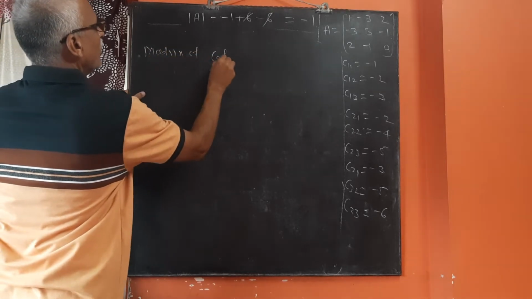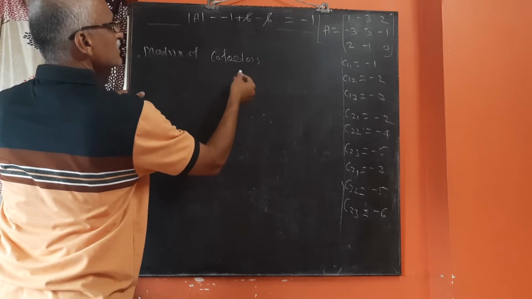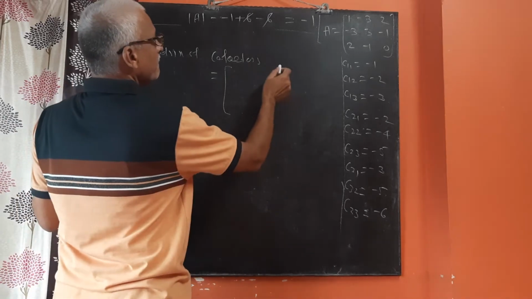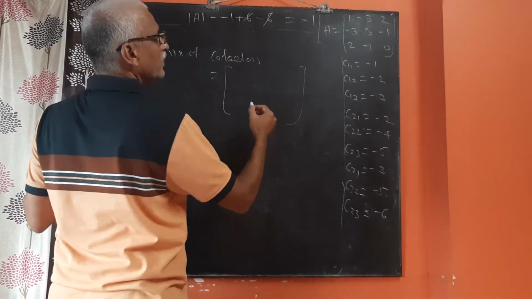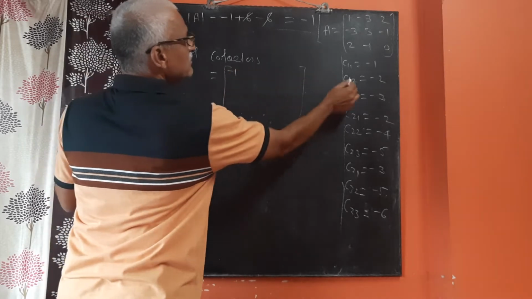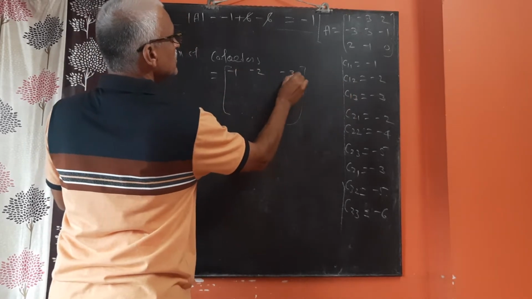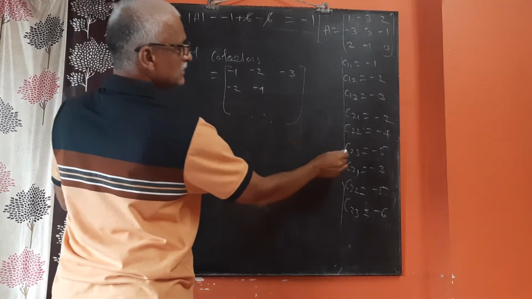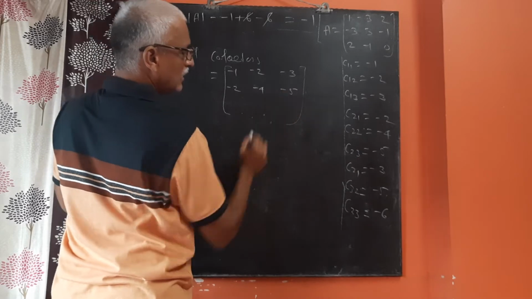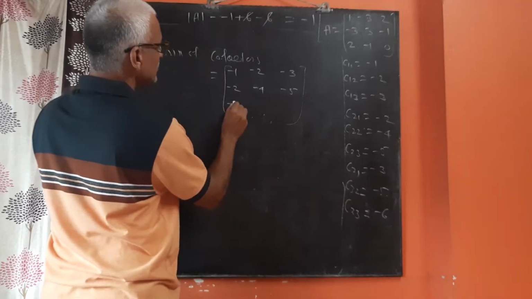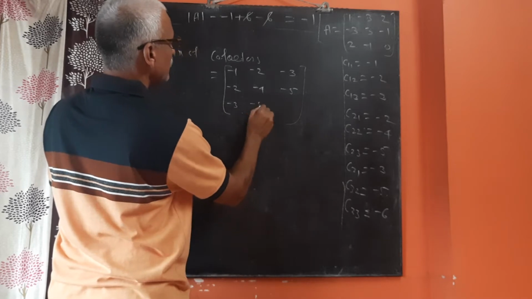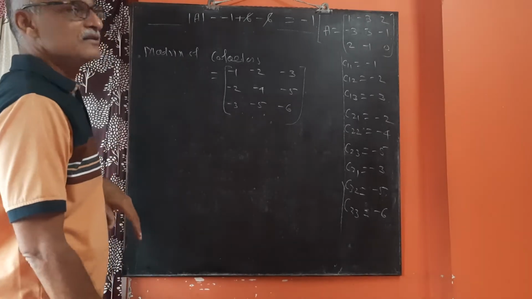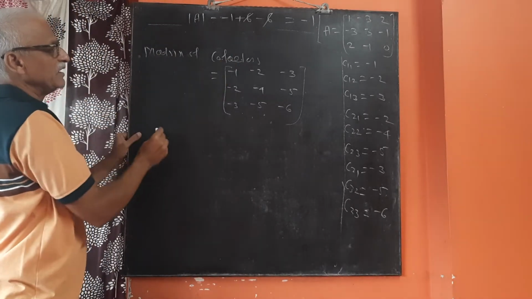Matrix of cofactors is equal to the matrix of C11, that is minus 1, C12 is minus 2, C13 is minus 3, C21 minus 2, C22 minus 4, C23 minus 5, then C31 minus 3, C32 minus 5, and C33 minus 6. This is the matrix of cofactors. Now the adjoint of this matrix.